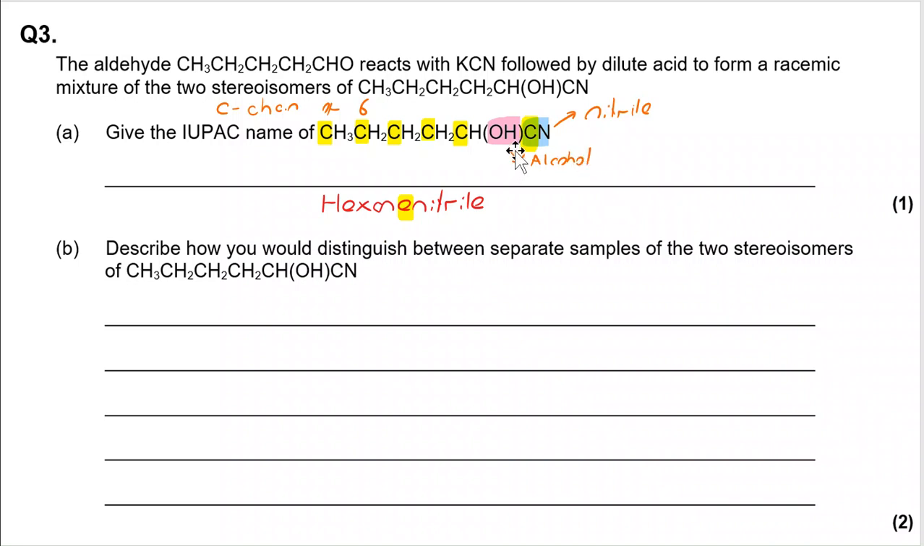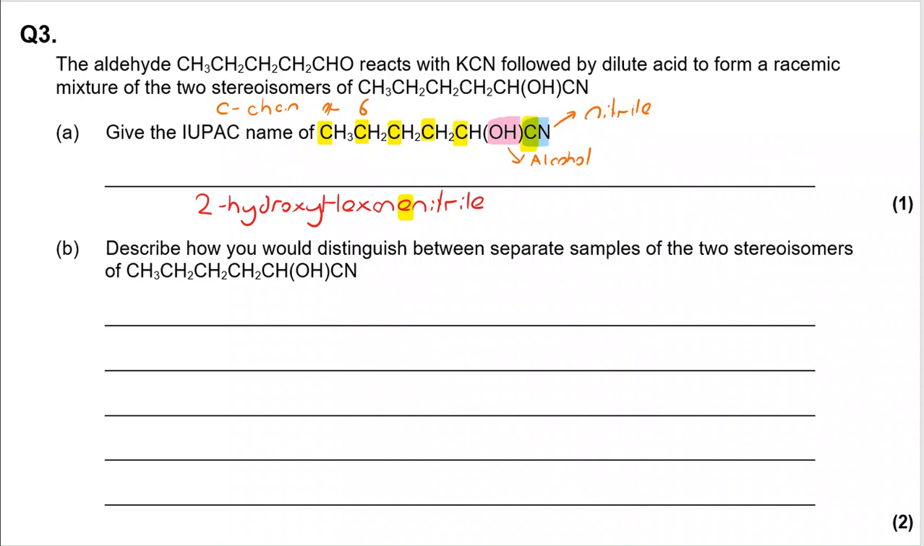But we've got this OH group. We can't call it ol because we haven't got a space as a suffix for it. So we need to use its prefix. The prefix for an OH group is hydroxy, and it's on the 2nd carbon. So the name is 2-hydroxyhexane nitrile.